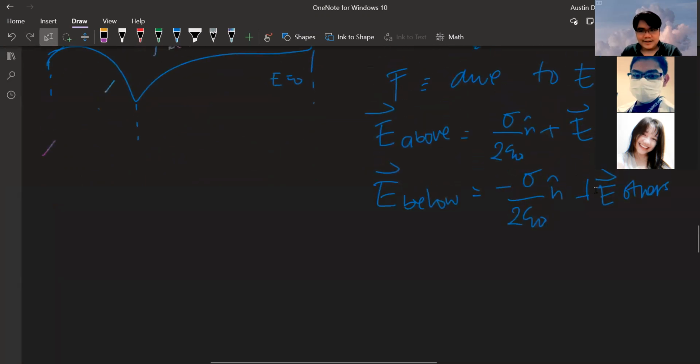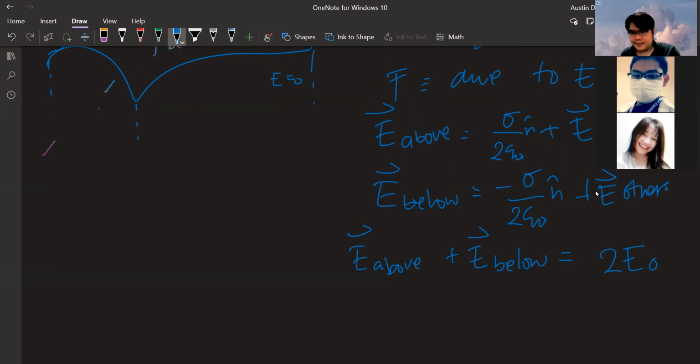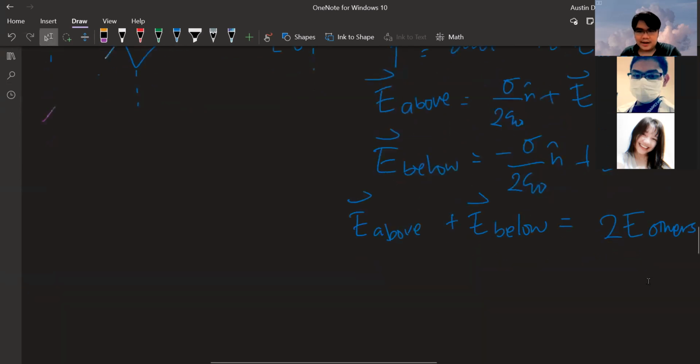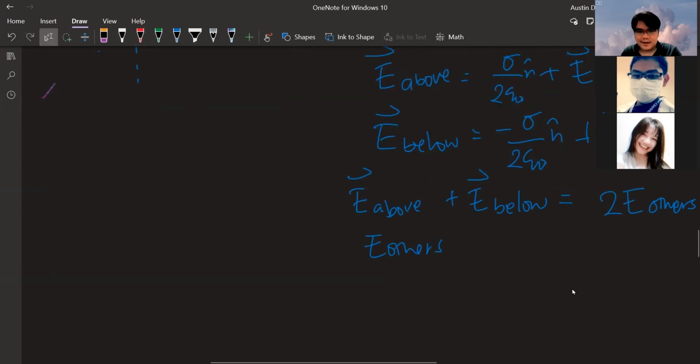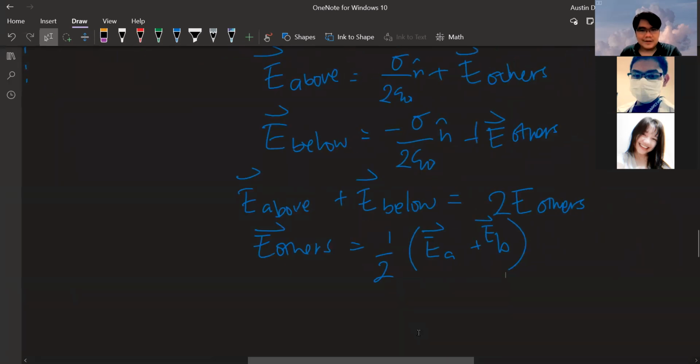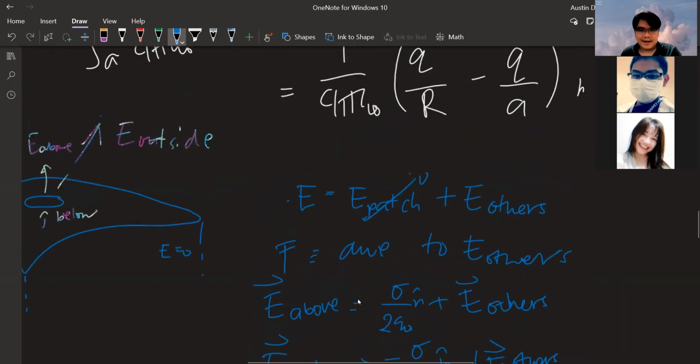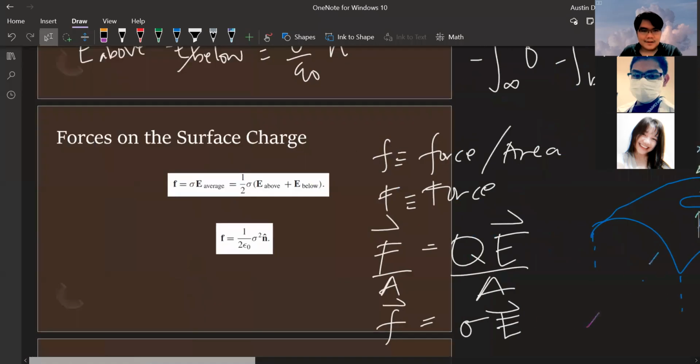So para makuha natin yung E others, i-add lang natin sila. So this is E above plus E below. And this is just 2 E others. Okay, and then E others will just be E_A plus E_B over 2. Pagod na ako magsulat, guys. Okay, yan. So, average lang siya ng above at below. Okay, bakit natin kinuha yung E others? Kasi, this guy. Okay? Make sense? Make sense? Okay.